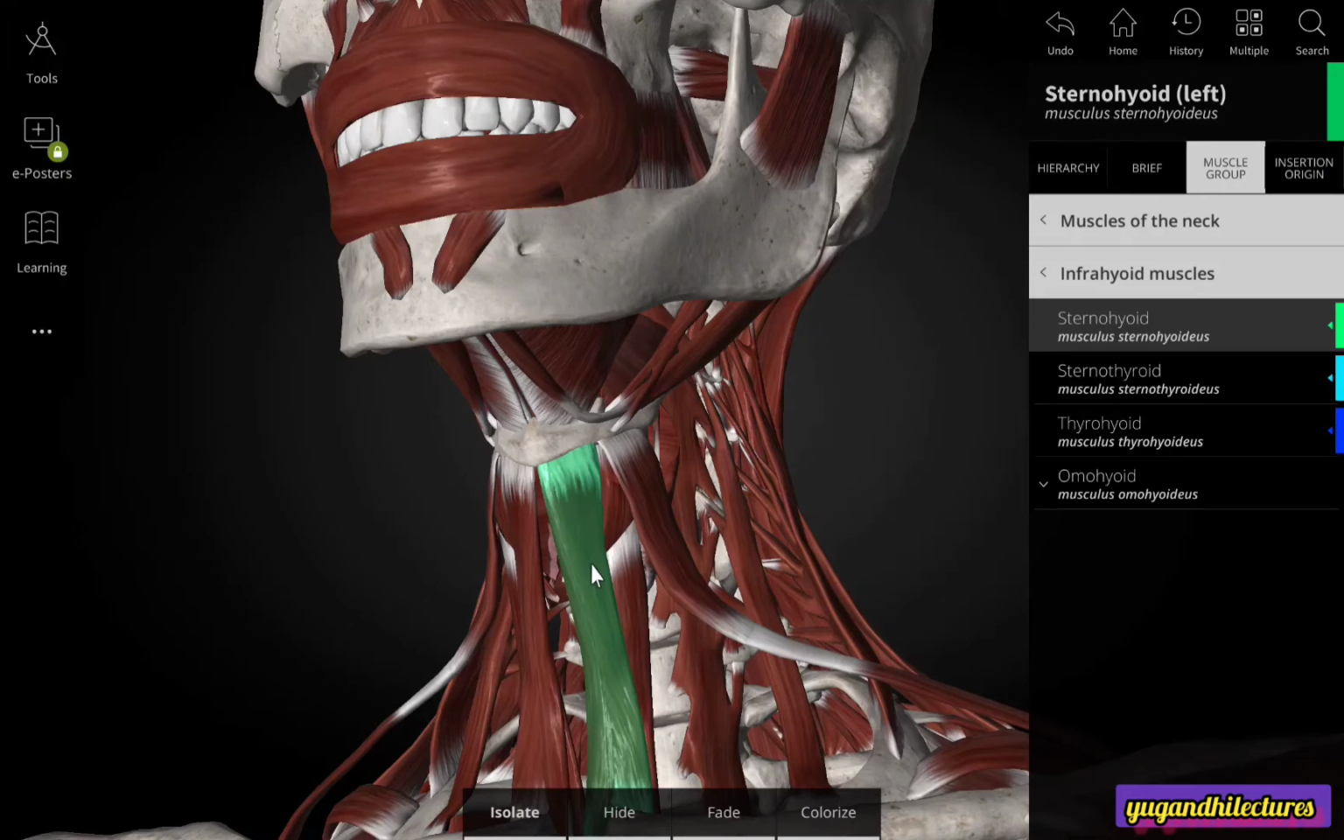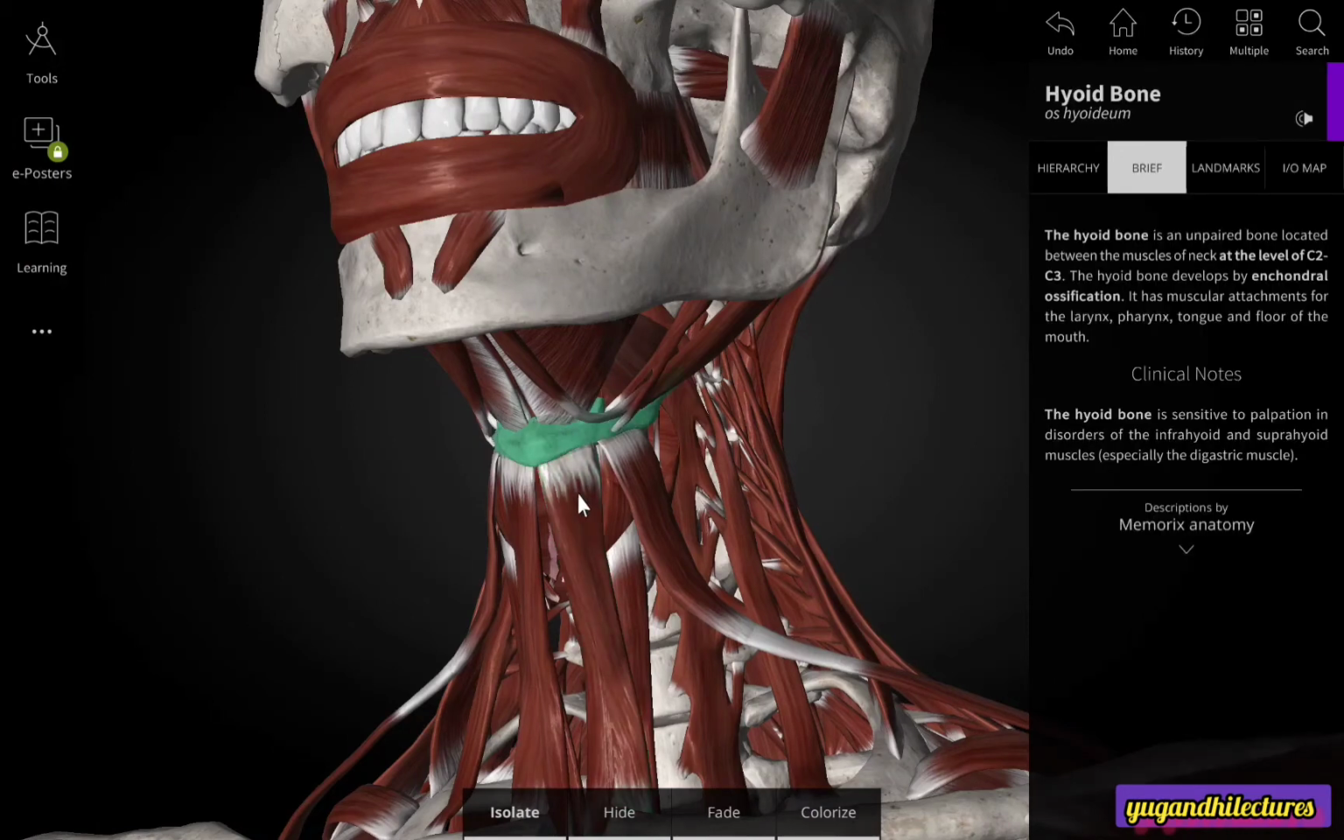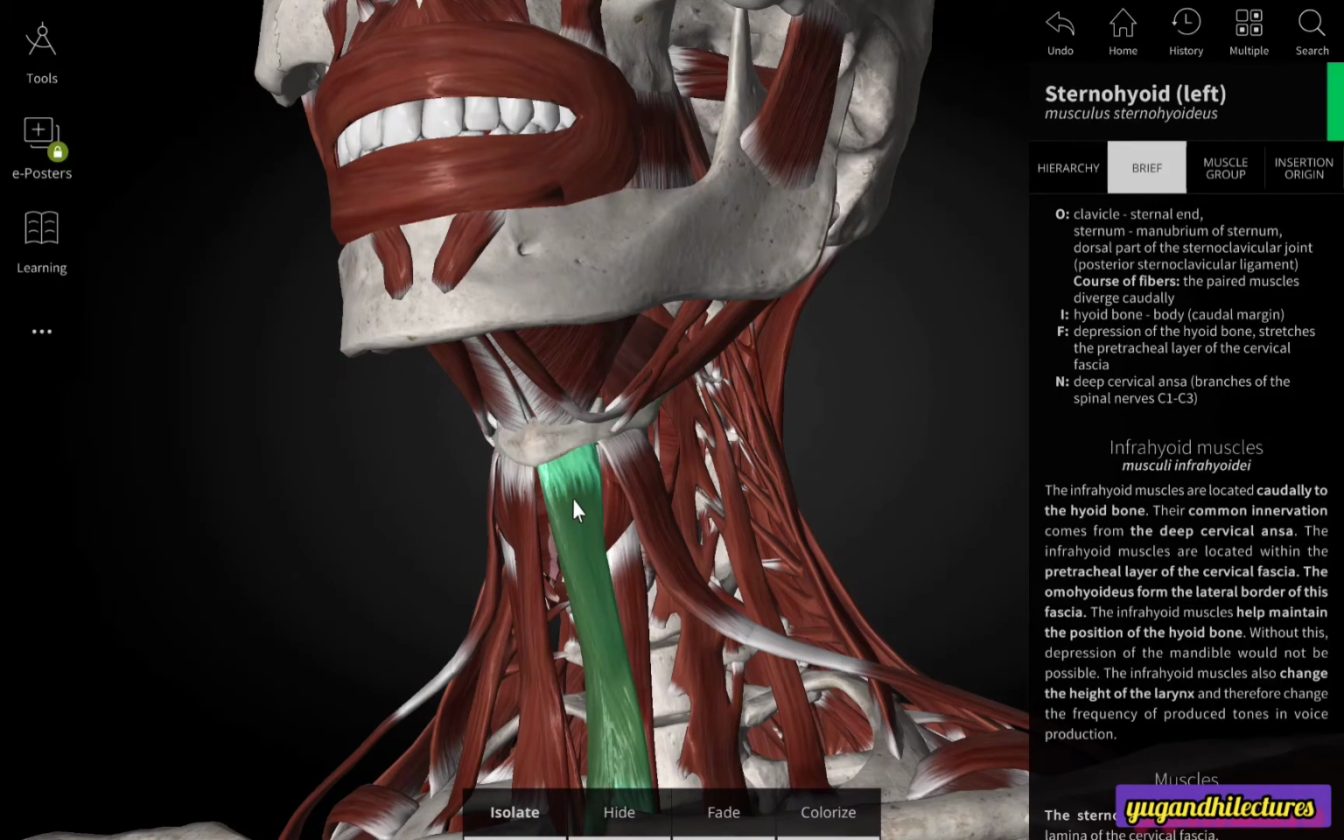Now coming to the nerve supply, it is supplied by the ansa cervicalis, the branches of the spinal nerves of C1 to C3. During vocal movements and swallowing, the hyoid bone elevates. So the main action of the sternohyoid muscle is to depress the hyoid bone following its elevation.